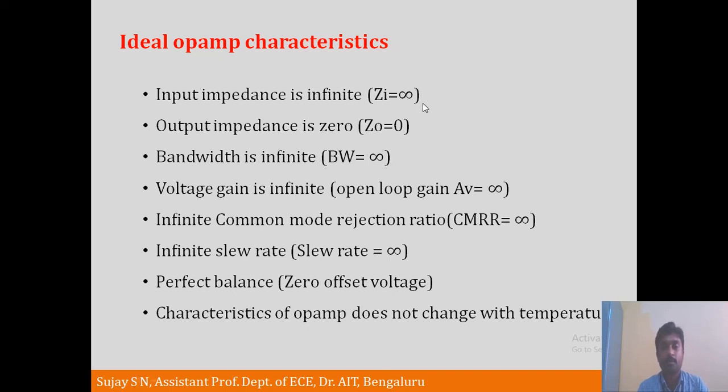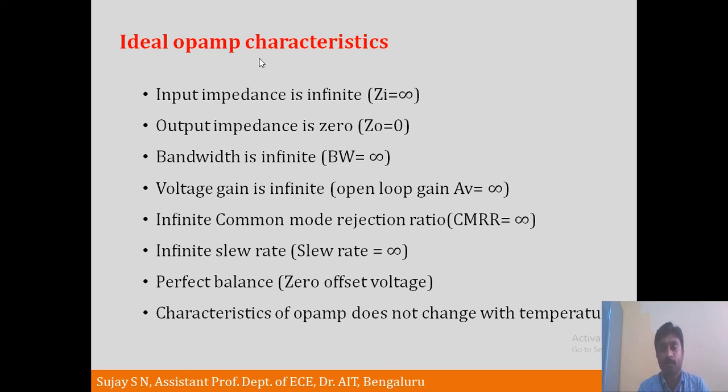And output impedance is 0. Output impedance is 0 in the sense the resistance at the output side is less, so that it will provide the maximum current to the load. And bandwidth is infinite. Bandwidth is infinite means it will allow different frequency of signals as input. Voltage gain is infinite, that is open loop gain is infinite.